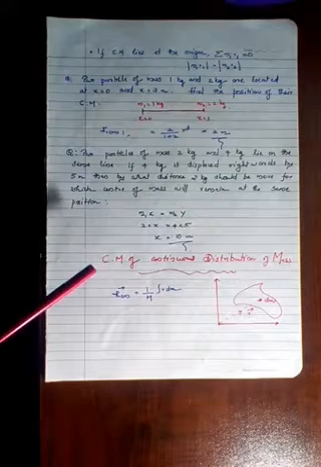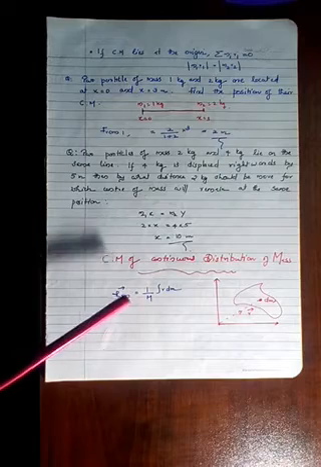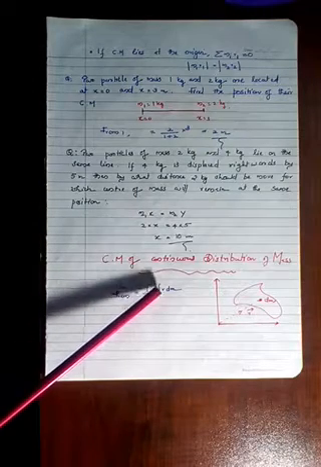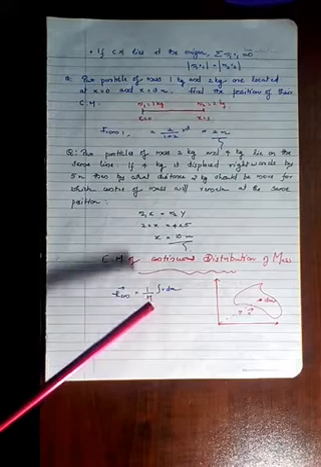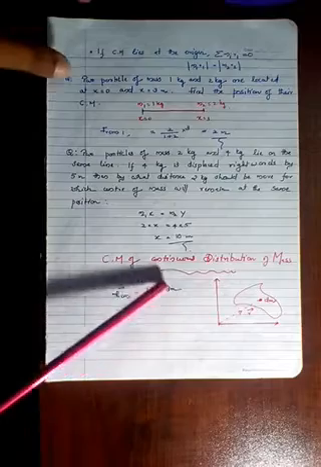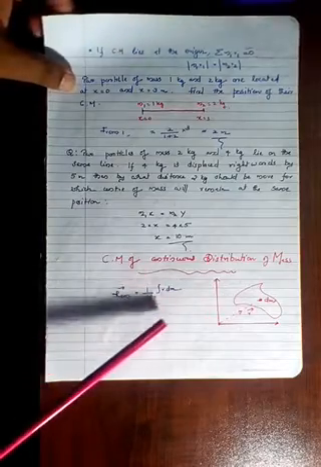Look at another type, the center of mass of a continuous distribution of mass. The formula becomes integral r dm by integral dm, or the total mass. It's a very important point.